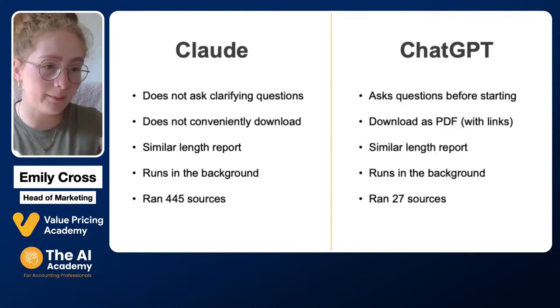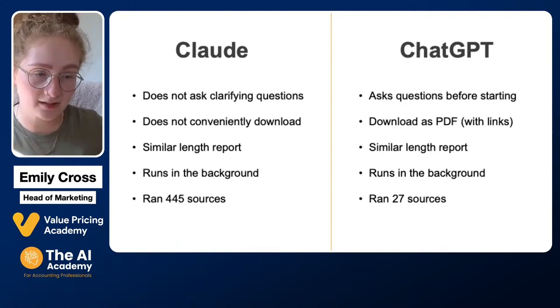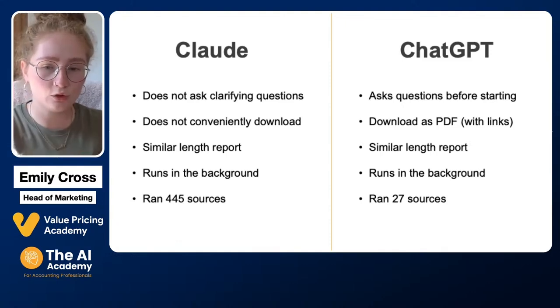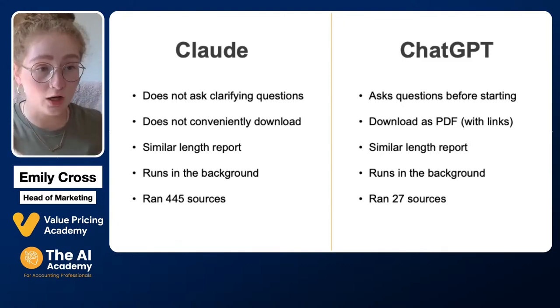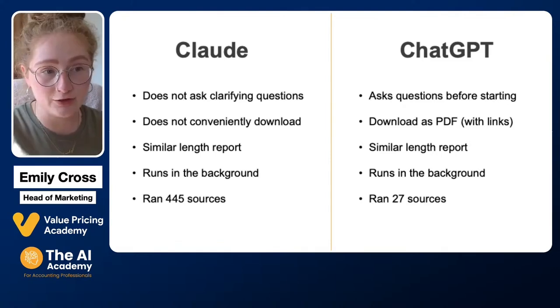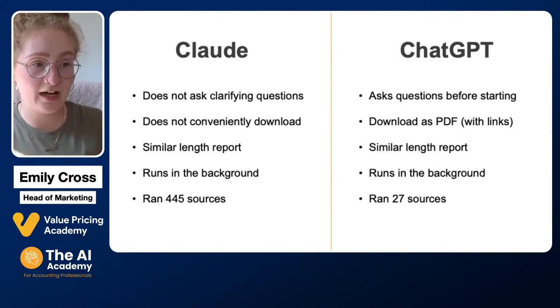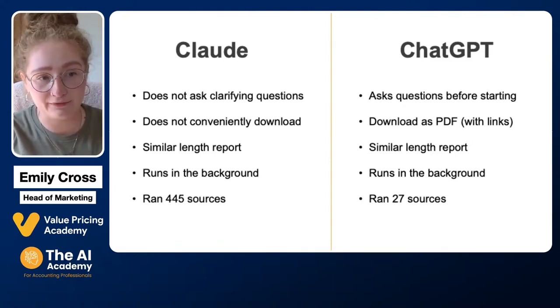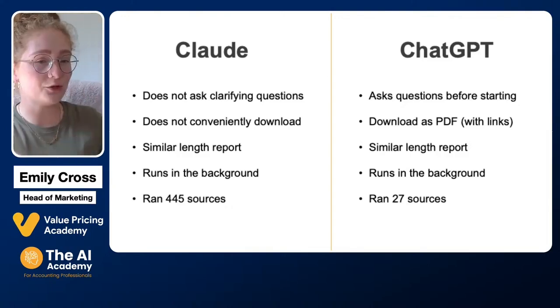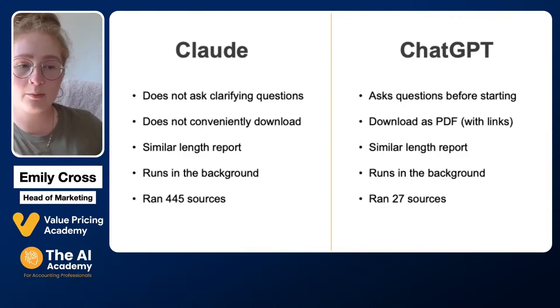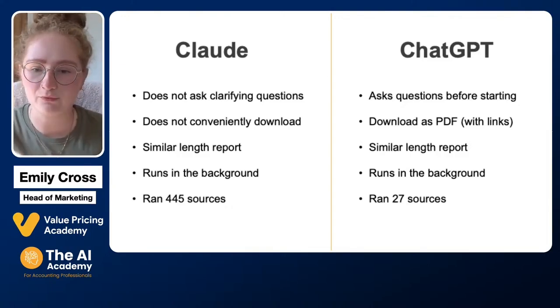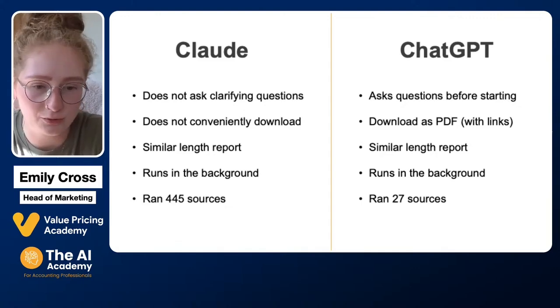They both run in the background if you're doing another task, so that's really helpful. Claude is just bigger and larger in the amount of research that it does. It did 445 sources for the New York report, whereas ChatGPT did 27 for the New York report. Maybe you could get a bit overwhelmed with the Claude one, but it's also doing a massive job for you. So some different things to consider.